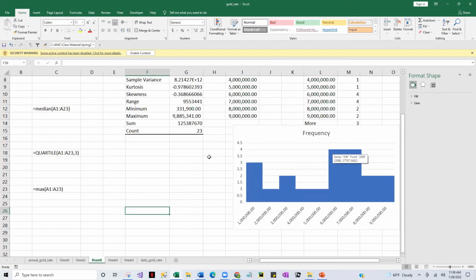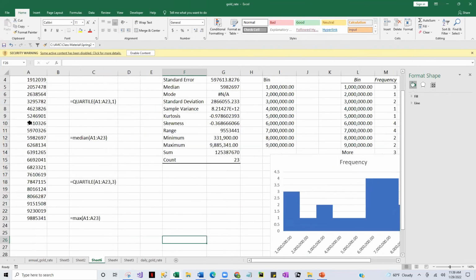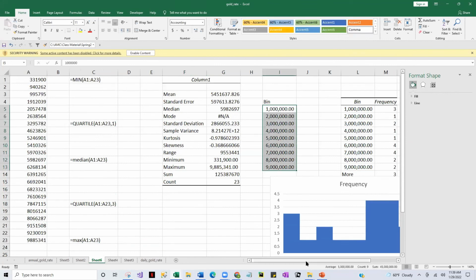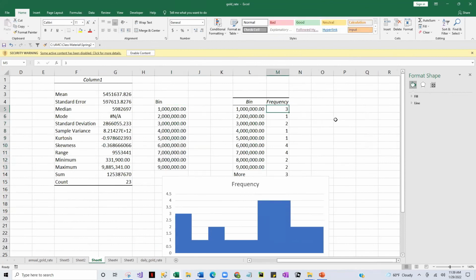So the histogram is nothing but what we are going to do is we are going to categorize the data into multiple bins. And we are going to get the frequency under each bin, how many records are there. Then we are going to plot it.